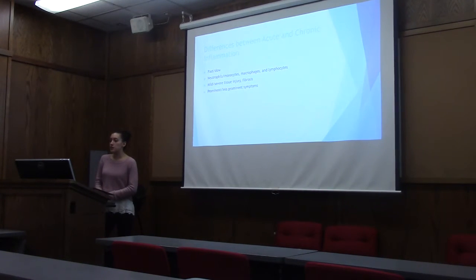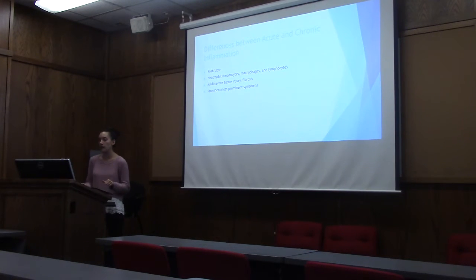So know the differences between acute and chronic inflammation. So acute comes on really fast. The main player are neutrophils. Usually mild injury, and the symptoms are prominent, so it'll occur like that. And then chronic inflammation takes a longer time to progress. It's mostly going to be monocytes, macrophages, and lymphocytes. There's going to be severe tissue injury that leads to fibrosis, and we'll talk about that in a little bit, and less prominent symptoms just because it takes a while to progress and it's there for a longer time.